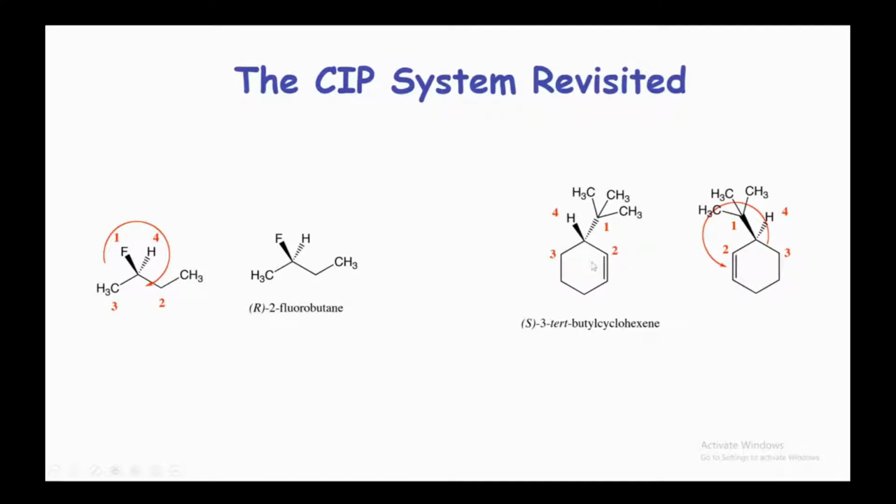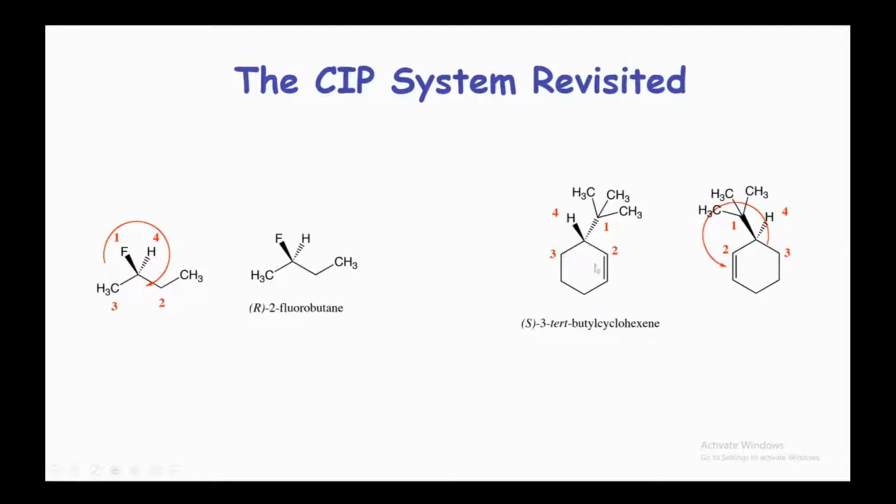If you look at this example, first of all identify the chiral center, the stereogenic center. How can you identify a stereogenic center? It's a center which is connected to 4 different groups of atoms. Here, number 4 is hydrogen, number 1 is this bulky tert-butyl group, number 2 is the double bond side, and number 3 is the single bond side. To assign the priority, we have to compare. In this position there is a carbon, and there is also a carbon, and there is also a carbon.